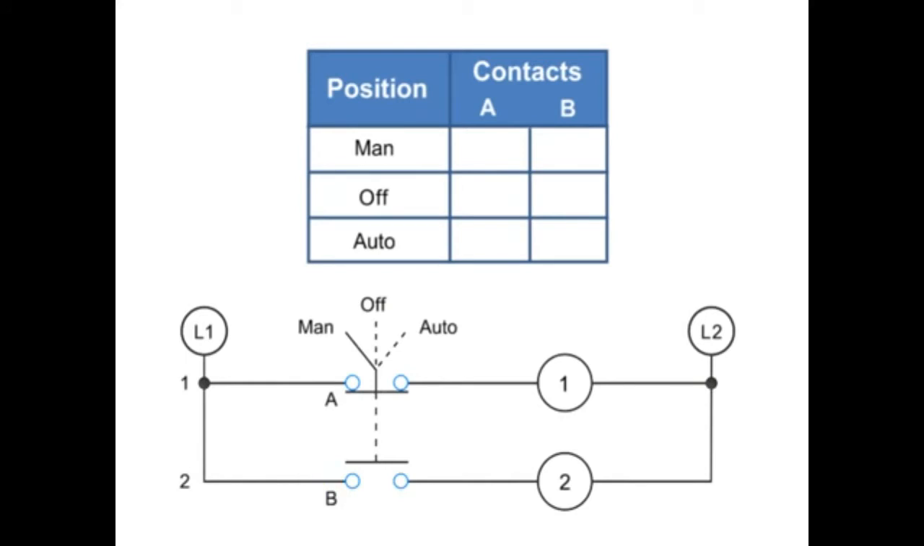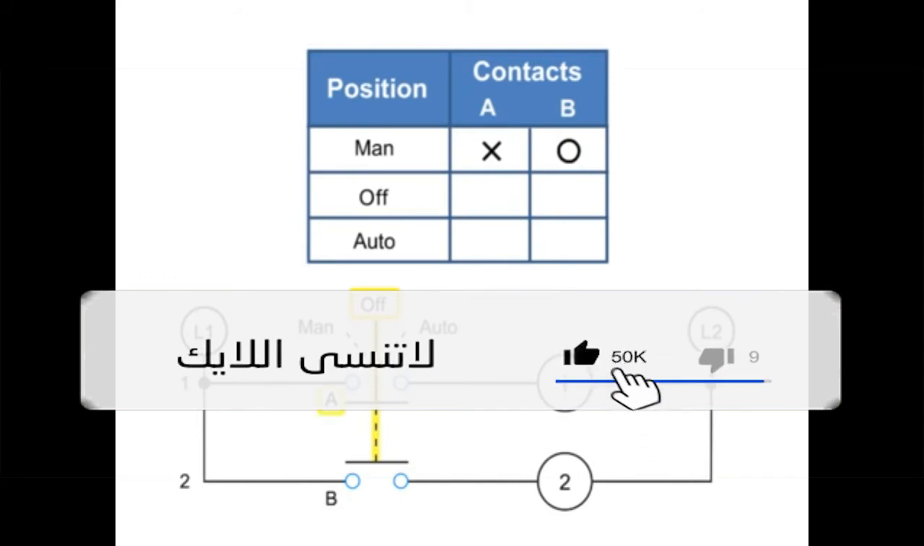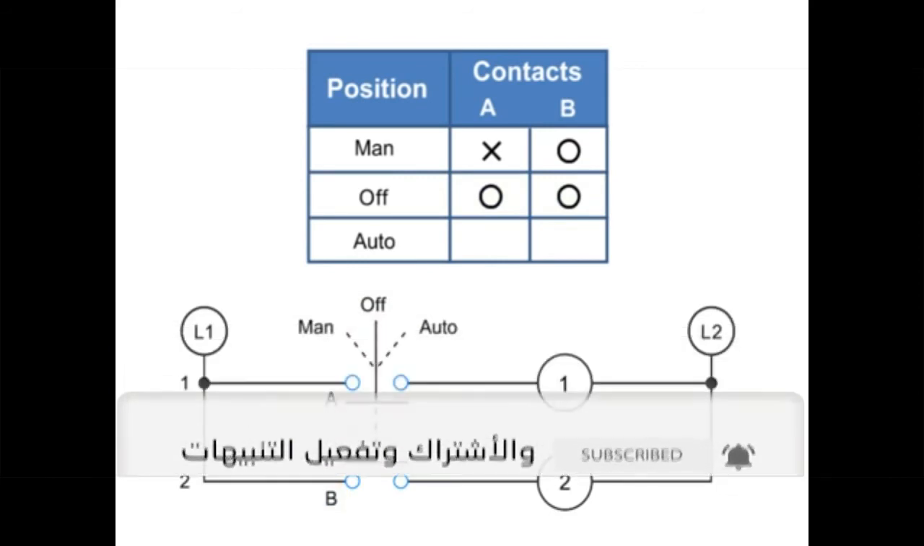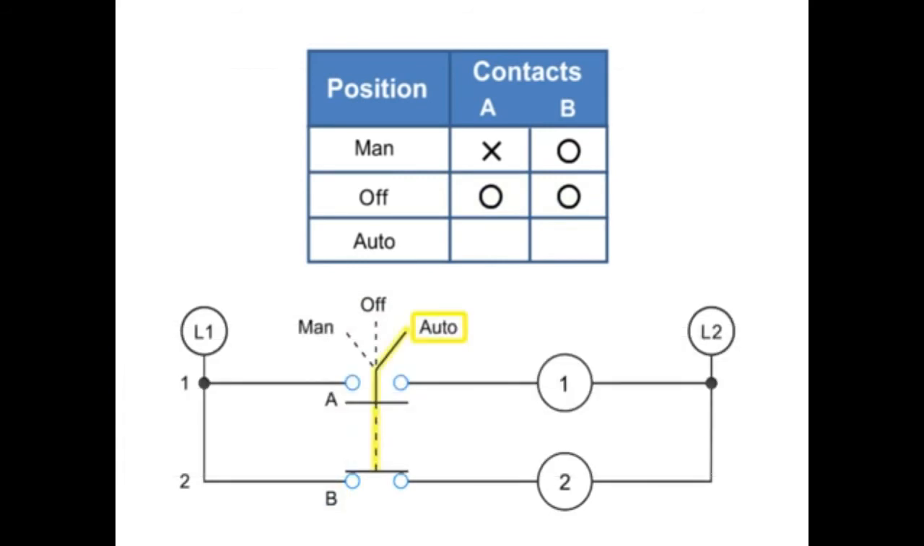In this illustration of a 3-position selector switch, a third row is added to the truth table. So we now have a manual position, an off position, and an automatic position. Thus, in the MAN position, A is X or closed, and B is O or open. At the off position, both A and B are O or open. With the selector switch set to Auto, contact A is O or open, and B is X or closed.